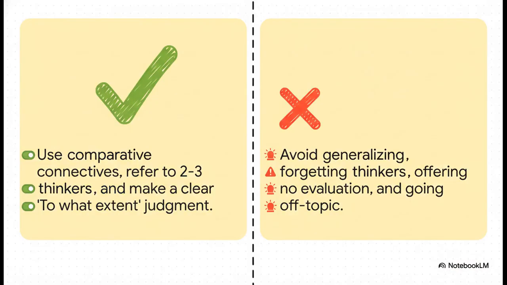Think of this as your final pre-flight checklist. On the left, the winning moves. Are you using comparative words like conversely or however? Awesome. Are you bringing in your thinkers? Perfect. Is your judgment clear? You're on your way. Now look at the right, the common traps. Are you generalizing and saying all feminists believe? Nope, stop that. Have you forgotten to mention any thinkers? That's a huge red flag. Just stick to the green column, avoid the red, and you are good to go.